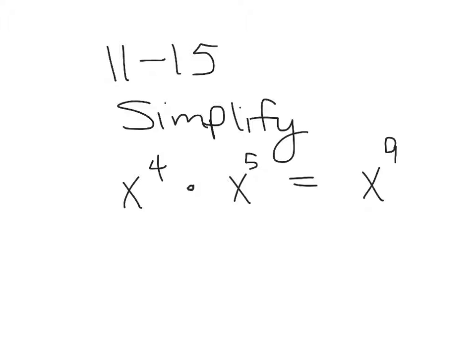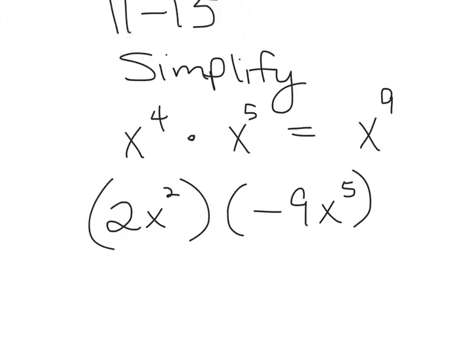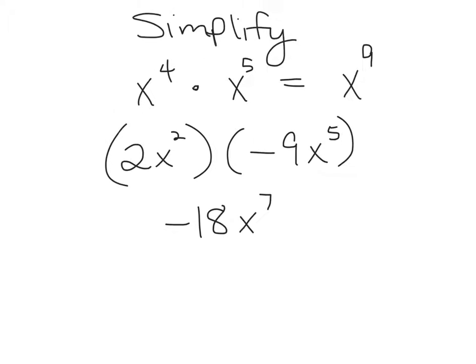You might even have some that'll have a coefficient in front. So maybe instead it might be 2x squared times negative 9x to the 5th. You'll multiply the coefficients and add the exponents. You may even have an extra letter in there, a y or a z. Just know you will add the exponent.